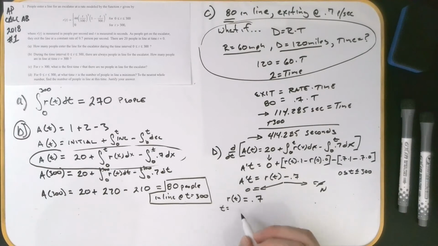You're going to get t is equal to 33.013, rounded. And the second time it happens is at second 166.575.